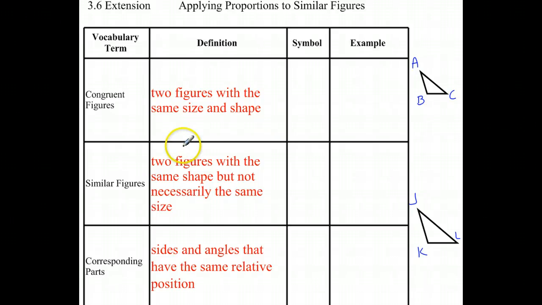I'm going to take you through the extension that's found in your textbook on pages 174 and 175, talking about how we take what we know about proportions and apply them to similar figures problems. I've just filled in the definitions, so you may want to hit pause and copy down those definitions before I get started on the examples.